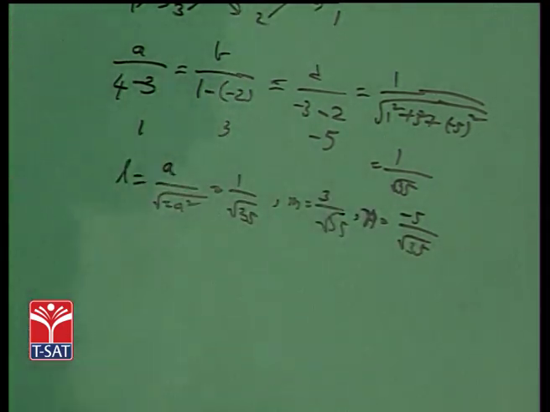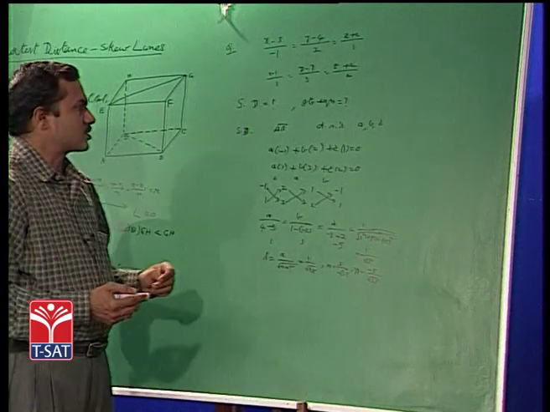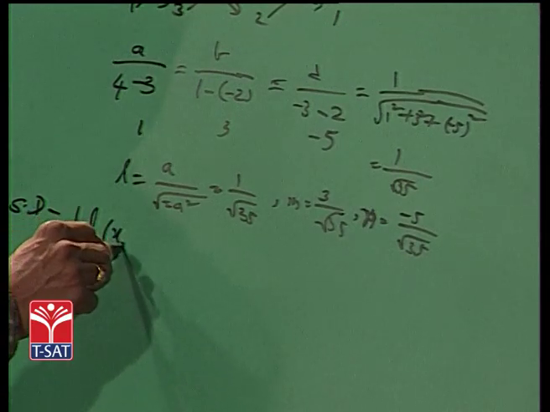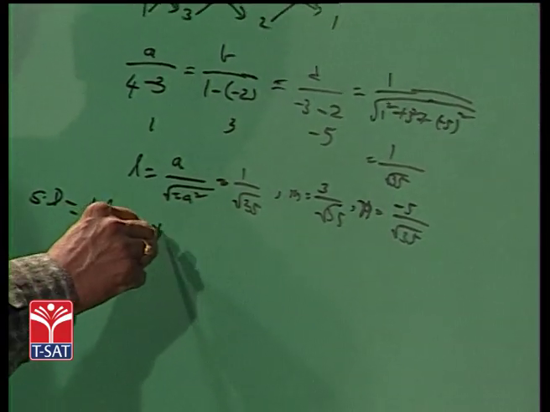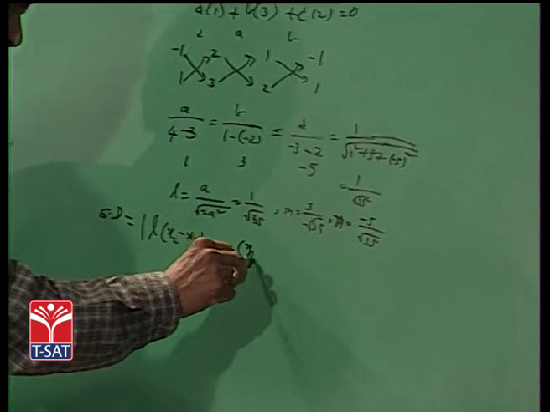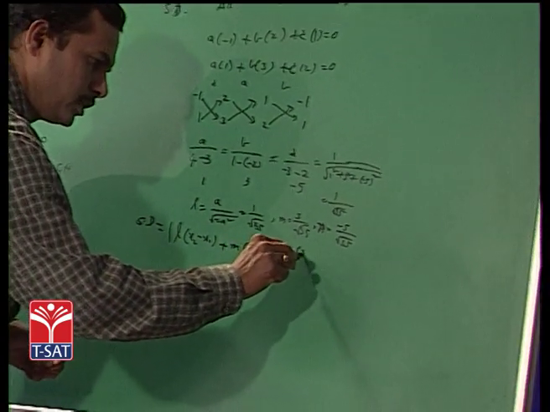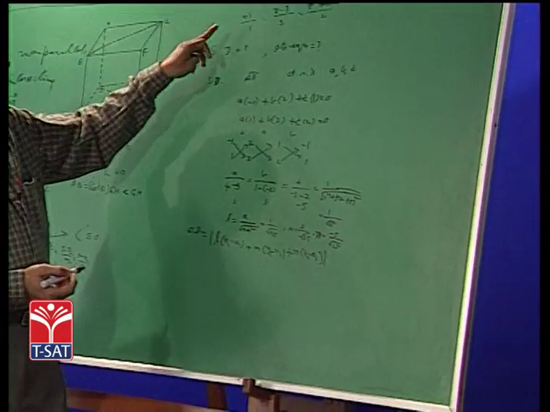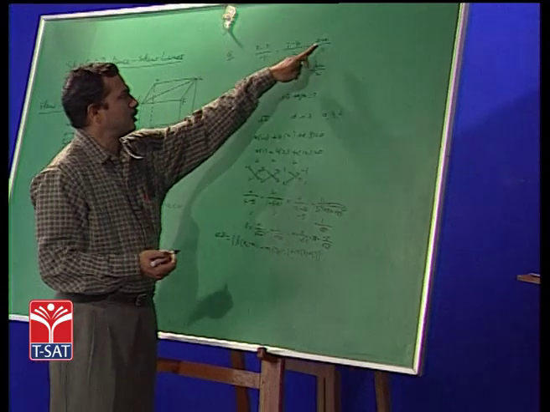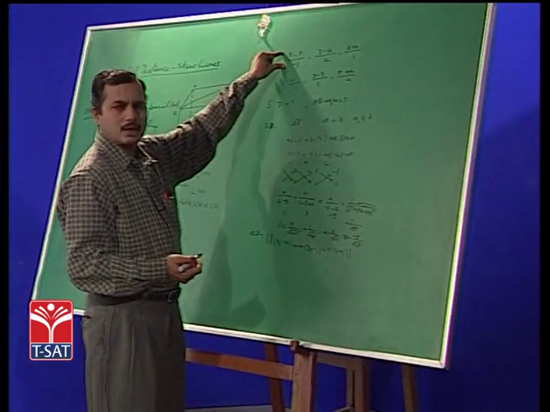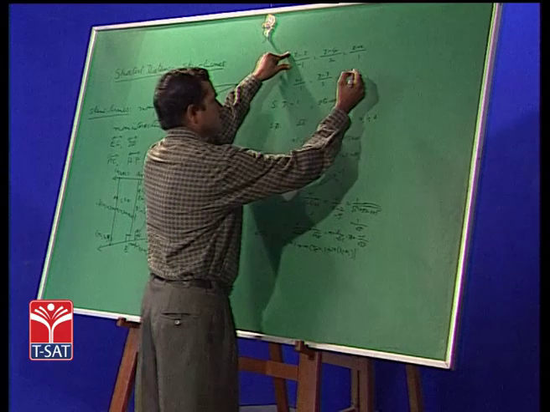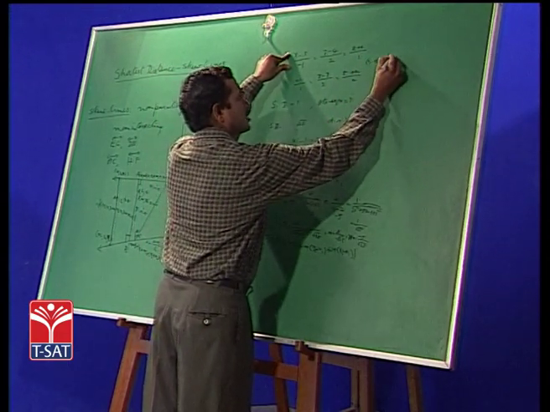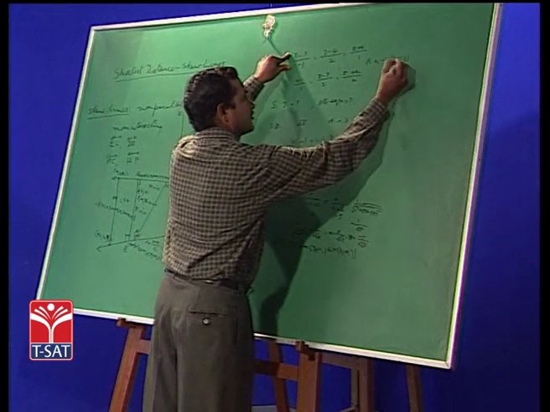-5 by root 35, and therefore, the length of the shortest distance is modulus of L into x2 minus x1 plus m into y2 minus y1 plus n into z2 minus z1. Here x1, y1, z1 may be taken to be 3, 4 and -2. The first line is passing through the point 3, 4, -2. So, this may be taken as x1, y1 and z1.